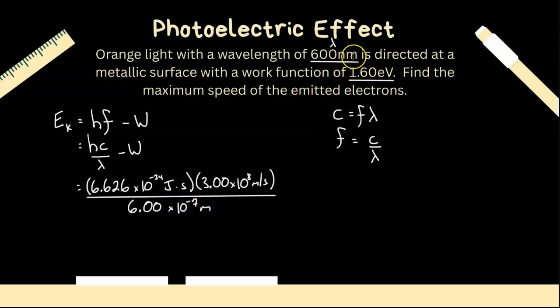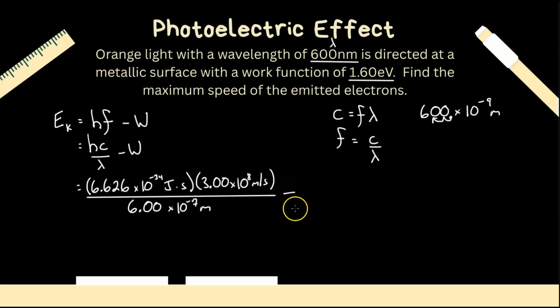A nanometer is 10 to the minus 9, so that means 600 nanometers is 600 times 10 to the minus 9 meters. Then I just move the decimal place over 2 to write it in scientific notation, and I add 2 to our exponent, bringing it from minus 9 to minus 7.